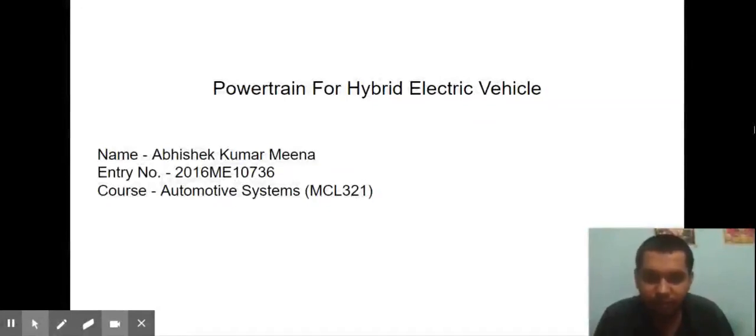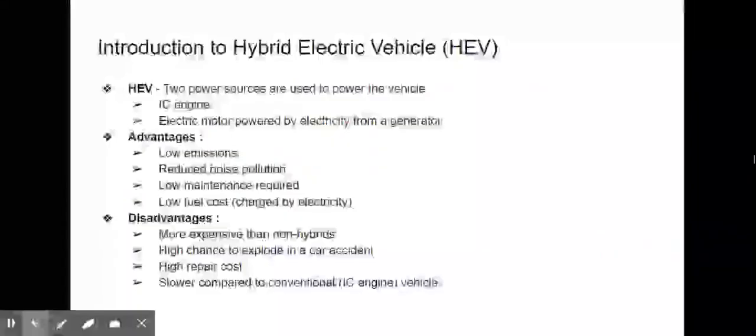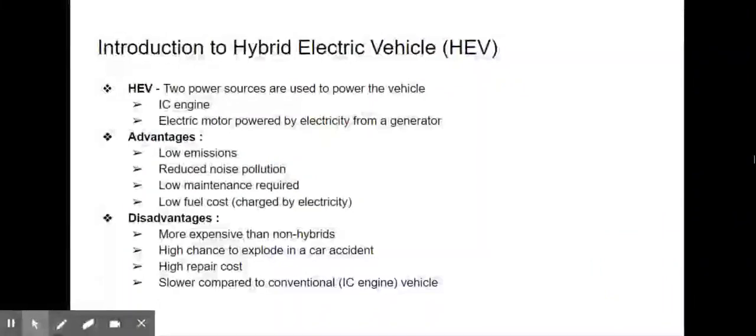This presentation is for the course Automotive Systems, and the topic is Powertrain for Hybrid Electrical Vehicle. In this presentation, first we will discuss the hybrid electrical vehicle, and then we will discuss the powertrain for the hybrid electrical vehicle. The topic is Introduction to Hybrid Electrical Vehicle. First, we understand what a hybrid electrical vehicle is.